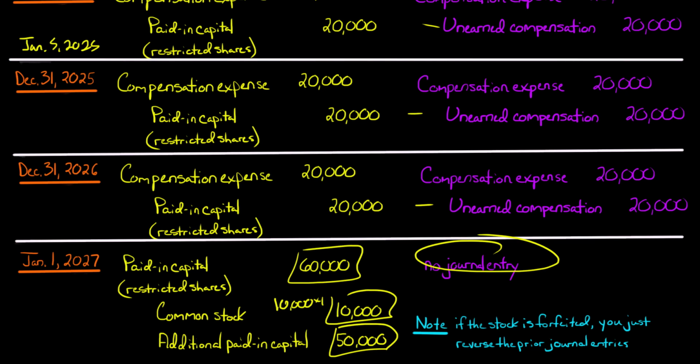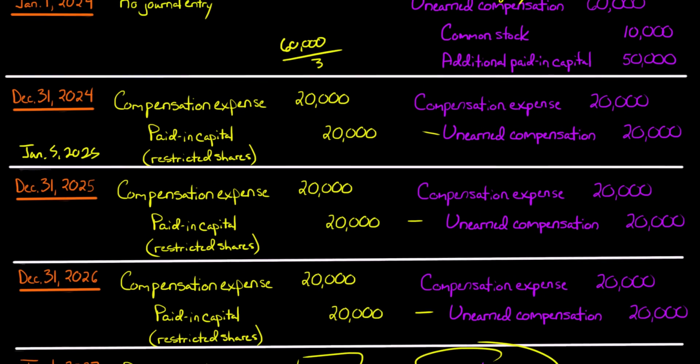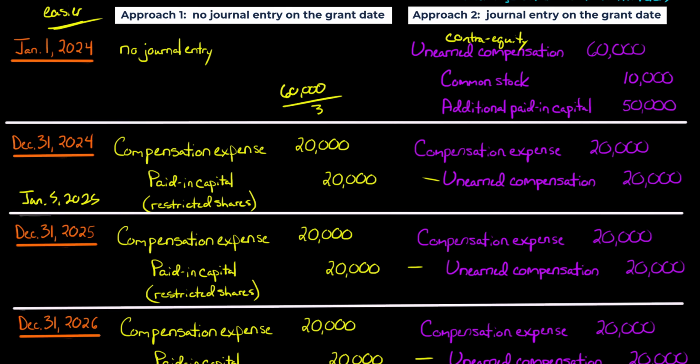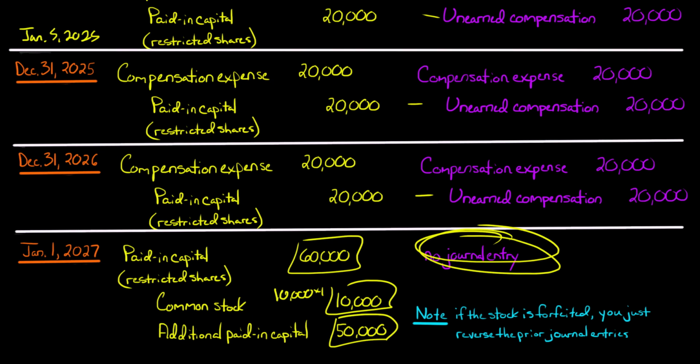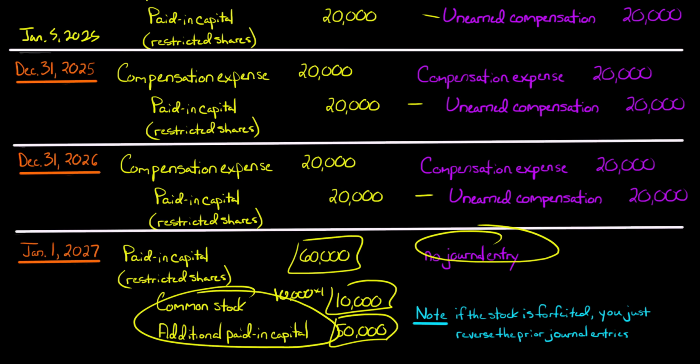You see, before with approach 1, we had to credit common stock and credit additional paid-in capital at the end, right when the shares vested, but we don't have to do that with approach number 2. Why? Because at the very beginning, we already credited common stock and additional paid-in capital, so we don't have to do that at the end under approach number 2. We don't need to make any kind of journal entry. We've already increased common stock and additional paid-in capital, whereas under approach number 1, we made no journal entry at the beginning. So under approach number 1, we had to get rid of that paid-in capital restricted shares account and then increase common stock and additional paid-in capital when the shares vest.